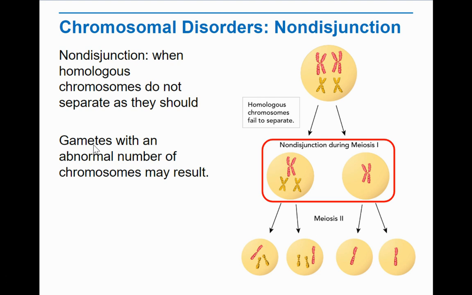Okay? Gametes with any abnormal number of chromosomes may result in these gametes here, when they form, like if this is a sperm cell, the sperm cell could join with an egg cell, and that individual will have 1 too many, whatever chromosome this is. It might be an 18, it might be a 21, it might be an X, who knows?